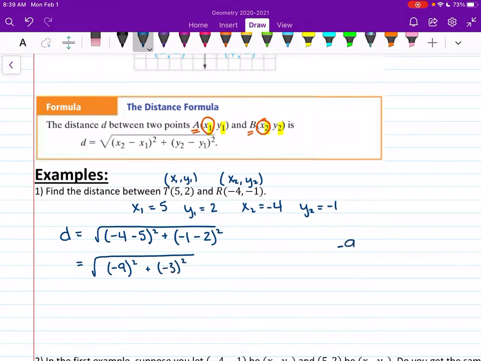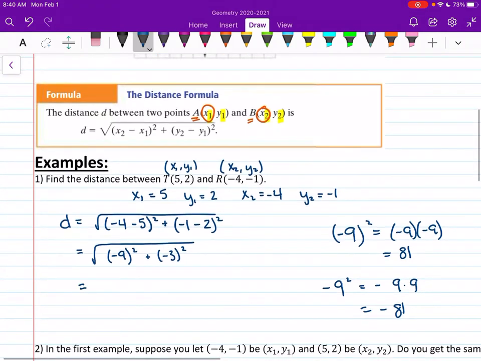Now remember, -9 squared is going to equal -9 times -9, which gives me a positive 81. If the negative was not in parentheses, for instance, like this, then that's going to be negative times 9, which would be a negative 81. So you're always squaring what the exponent is closest to, and when it's closest to the parentheses, make sure you square everything inside of those parentheses, okay? So now I get -9 times -9 is positive 81. -3 times -3 is positive 9.